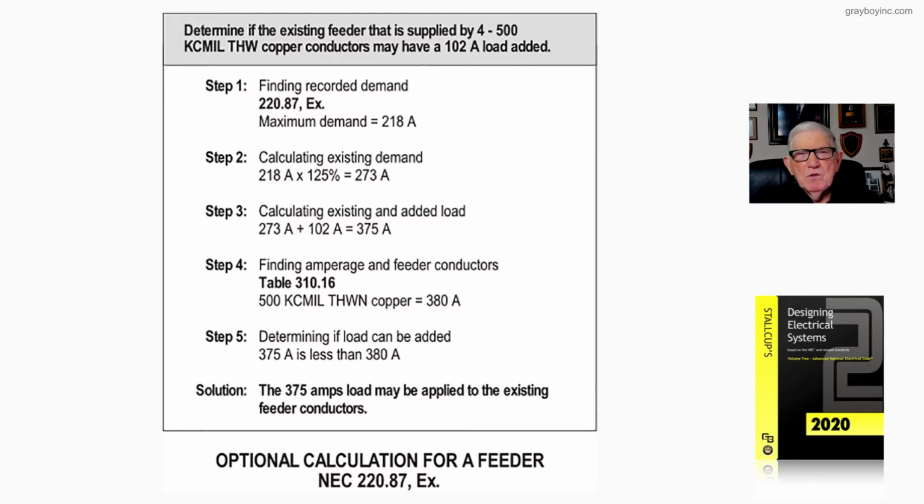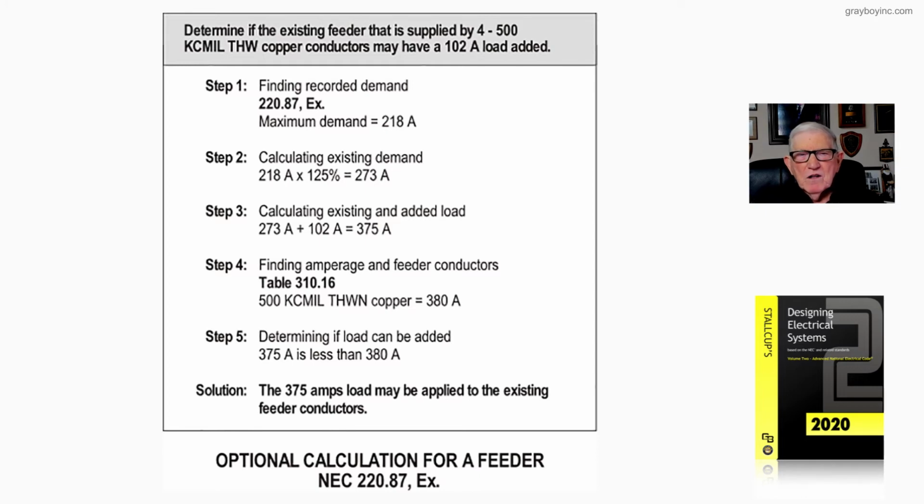So step 2, the existing demand when we calculated would be 125% of 218, which would come up to 273, as required in the exception to 220.87 when we're dealing with a feeder. Step 3 now, we would take the 273 of step 2 and add it to the 102 amps that we calculated and put the 125% on for good measure, and we come up with 375.